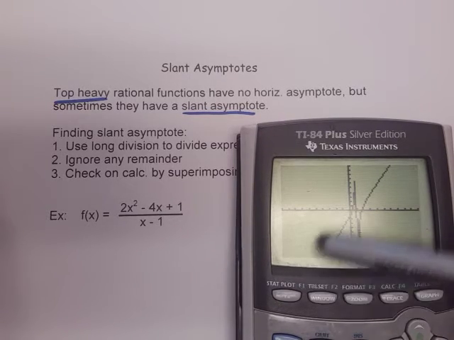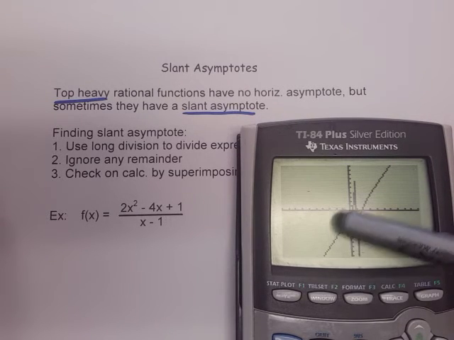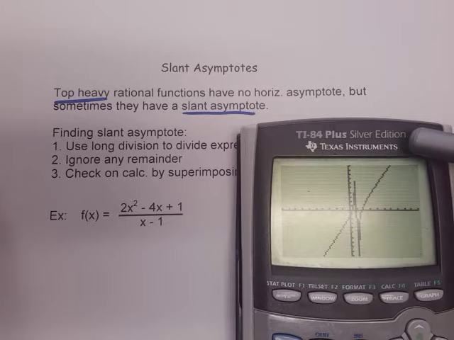We could draw a straight line in there, and these two ends of the graph would get really, really close to that line without actually touching it. Exactly the same as a vertical or horizontal asymptote. It's just that it's slanted in this case.